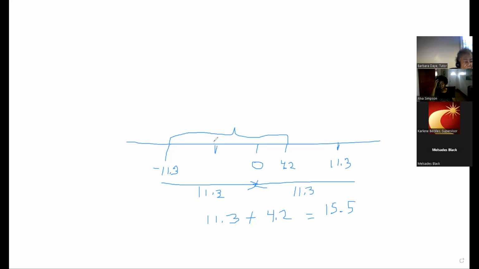I'll stay on the negative side here. Remember, this is getting smaller, bigger, so this number is going to be smaller. Let's say this was 5.2. This is a negative, right? It's a negative 5.2. Now, ask your question. What's the distance between negative 11.3 and negative 5.2?